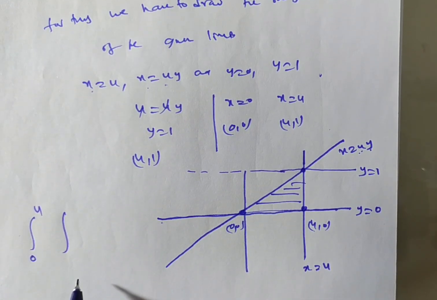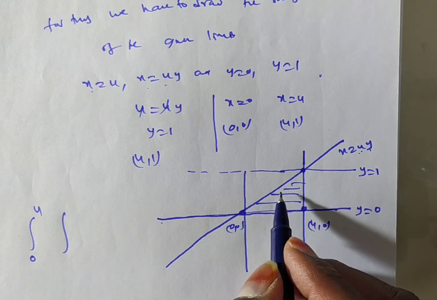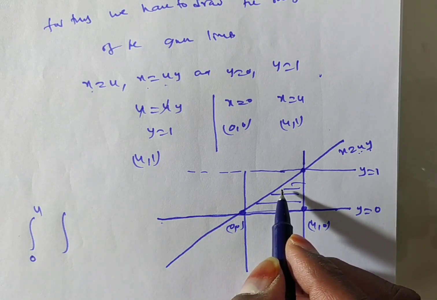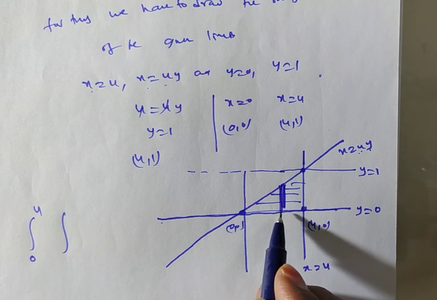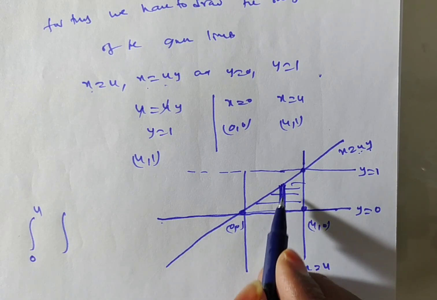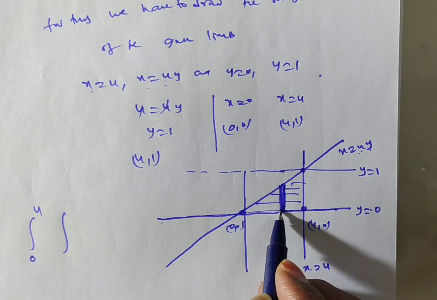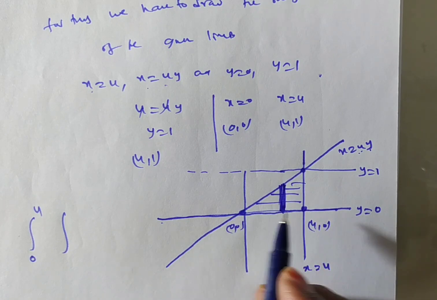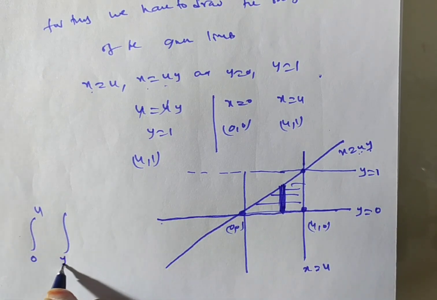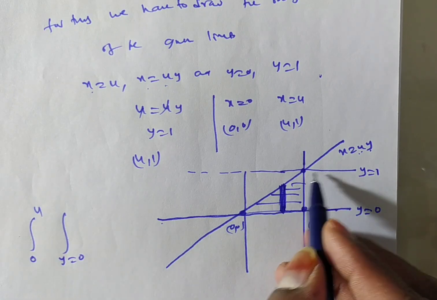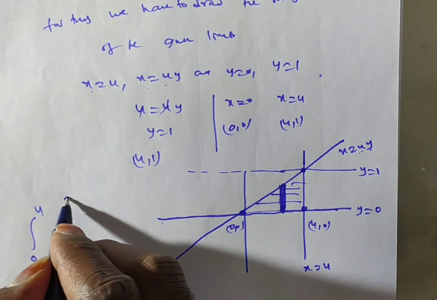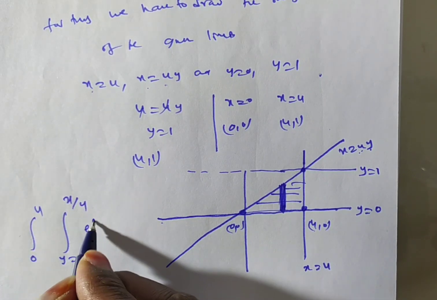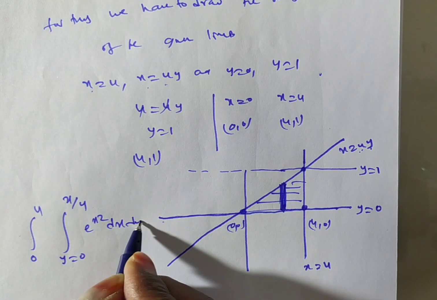And next you want the y value. For this, draw a strip parallel to the y axis, that is, a vertical strip. Now tell me what is the lower limit for this strip. The strip touches the x axis, where the y value is 0. Next, it touches the curve x is equal to 4y. On this straight line, the y value is x by 4. That's it, into e power x square dx dy.